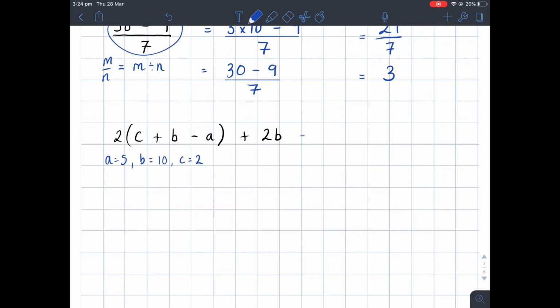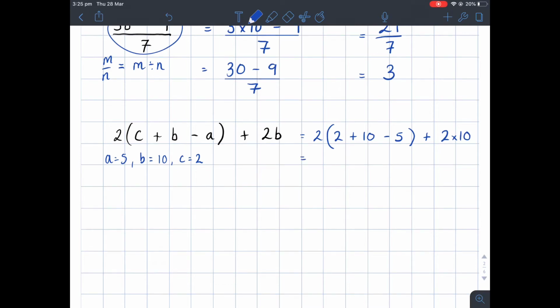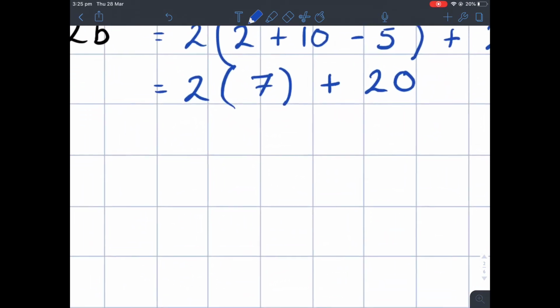So we're going to end up with 2 lots of, in brackets, c, which is 2, plus b, which is 10, minus a, which is 5, and then plus 2b, well that's 2 times b, which is 10. Now I'm going to apply some BODMAS here, so we do the brackets first, leaving the 2 out the front. 2 plus 10 is 12, minus 5 is 7, and then we've got 2 times 10 on the end there, which is 20. And now what we've got here is 2 brackets 7.